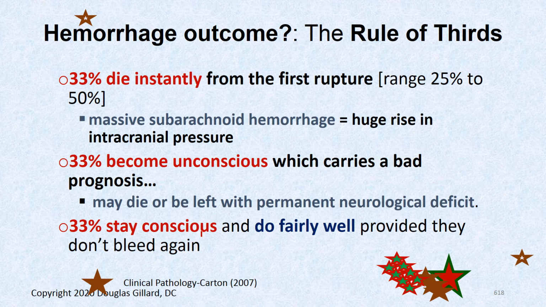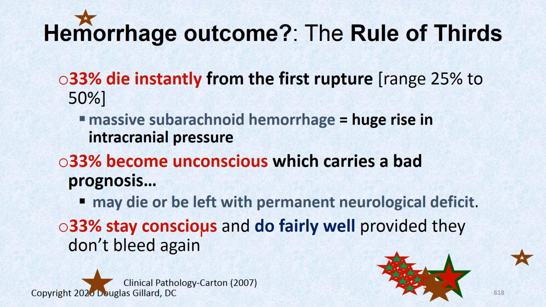So here's the rule of thirds. I do typically ask a question on this. What happens if you do bleed? One springs a leak. You get a subarachnoid hemorrhage. 33% dead. They hit the floor and never come back from a massive subarachnoid hemorrhage. And we'll look at why, the domino effect blood in the subarachnoid space has.